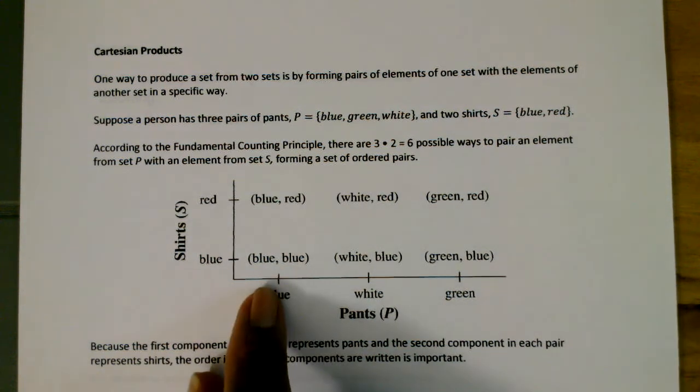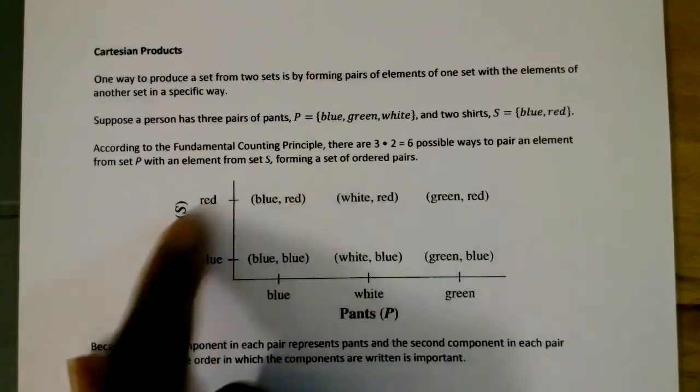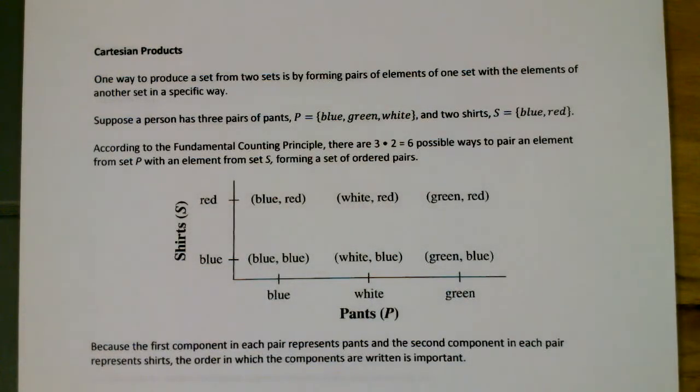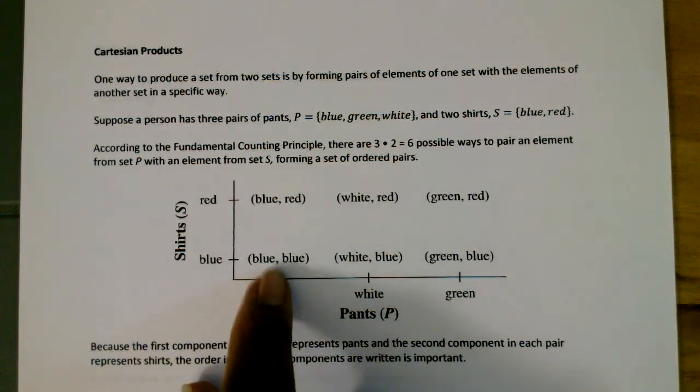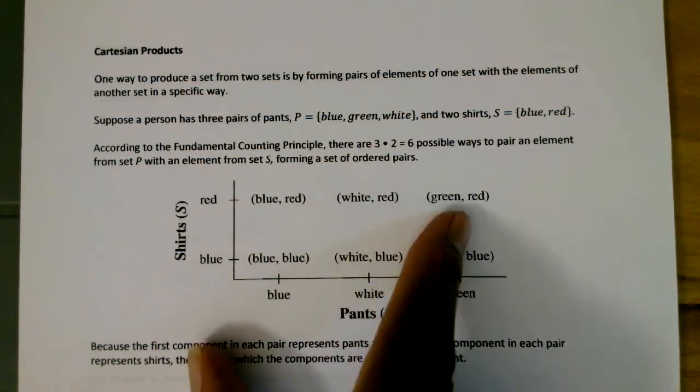And here's that figure that shows you the actual pairing of the colors of shirt to the color of pants. Because the first element in each pair represents pants, and the second component in each pair represents shirts, the order in which the components are written is important. Okay. Order is going to be very important, as you can see here.